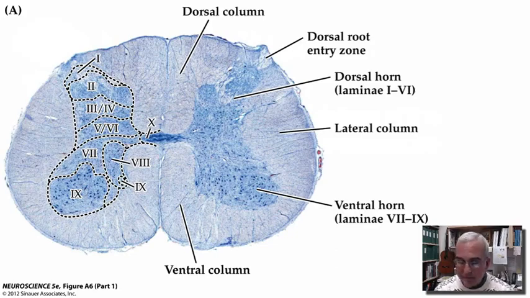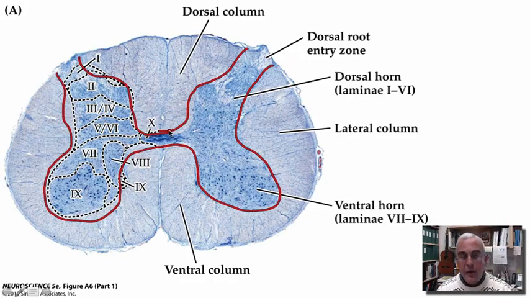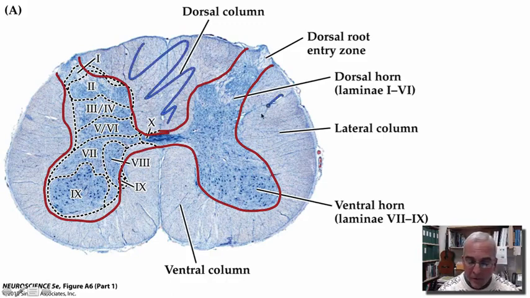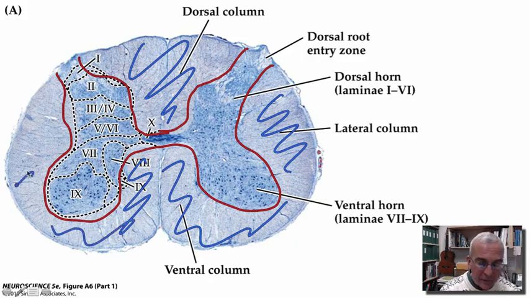And what we can see in this image is that within the spinal cord we have gray matter that is central to the cord, and that gray matter is surrounded by white matter. So white matter is found all in these peripheral regions on both sides of the spinal cord.